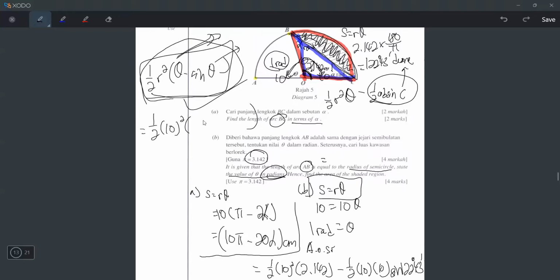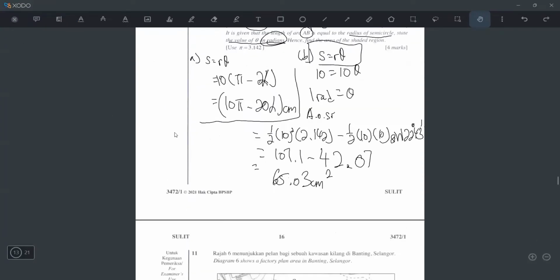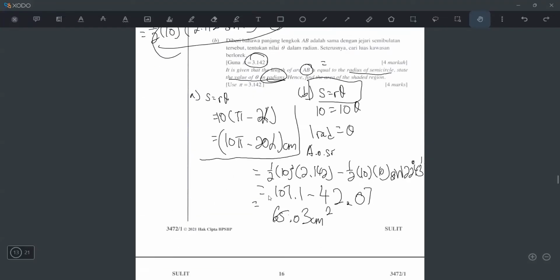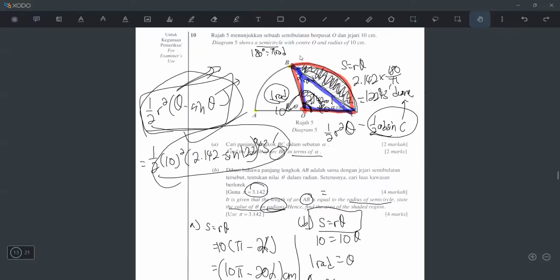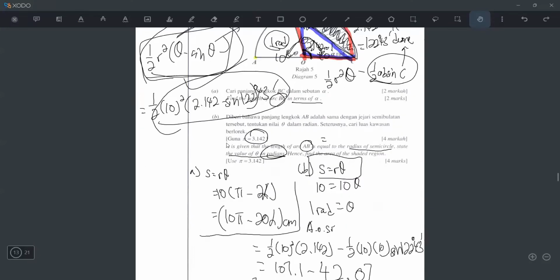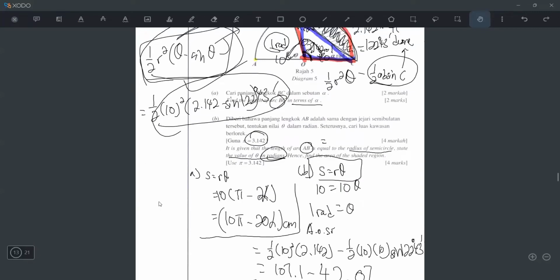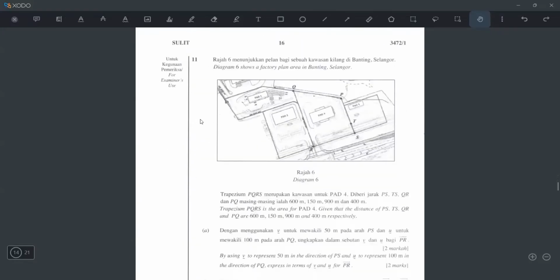So you write 2.142 for theta, and for the back you write in degree 122 degree 43 minutes. If you press this in your calculator, you will get 65.03. You will get this also. This method is faster, but the one I did now is doing it separately: area of sector minus area of triangle. If you press this, you will get the same answer. Believe me, both are fine.